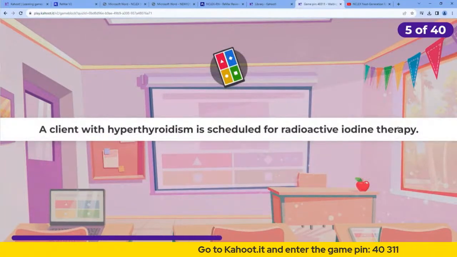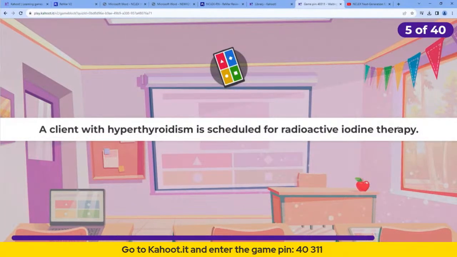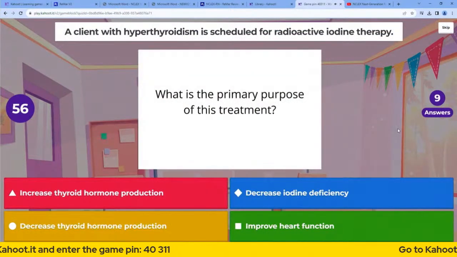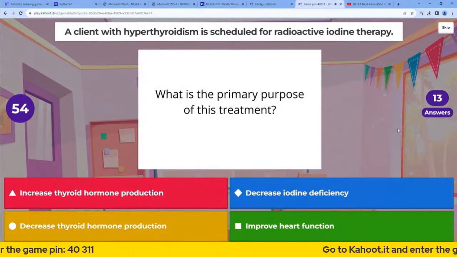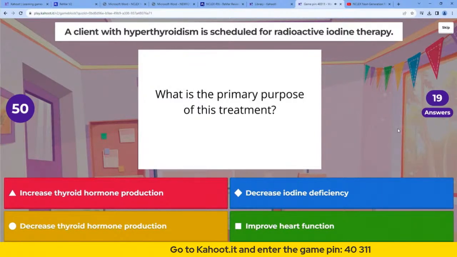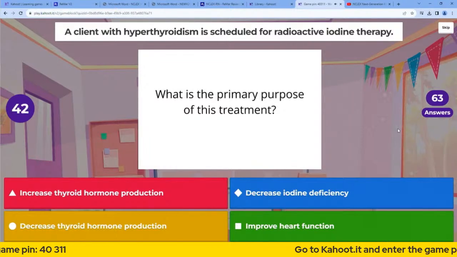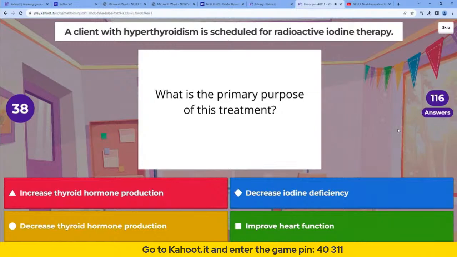Here we go. A client with hyperthyroidism is scheduled for radioactive iodine therapy. What is the primary purpose of this treatment? Red, increase thyroid hormone medication. Decrease thyroid hormone production. Decrease iodine deficiency. Improve heart function.